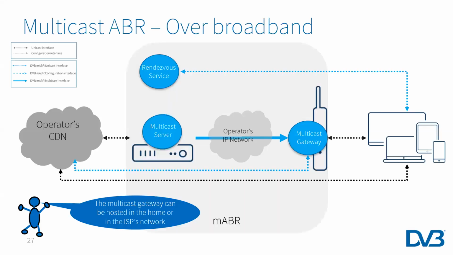So the last part is about the deployments. Let's start with the first obvious one, which is over broadband. Simply stated, this is typically an ISP, a telecom operator, that wants to deliver multicast ABR over its multicast infrastructure. So it needs to host a rendezvous service, like I said already, and it needs to deploy a multicast gateway entity, a software agent, in the residential gateway.